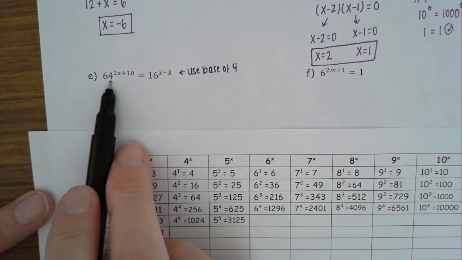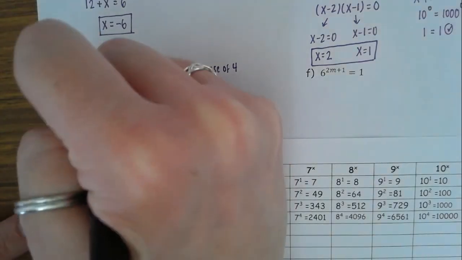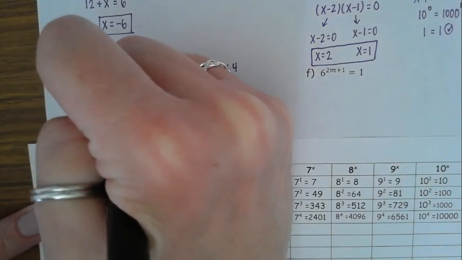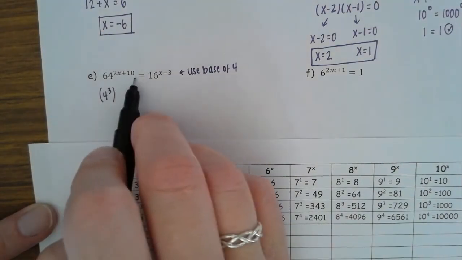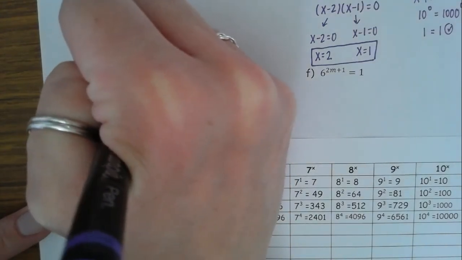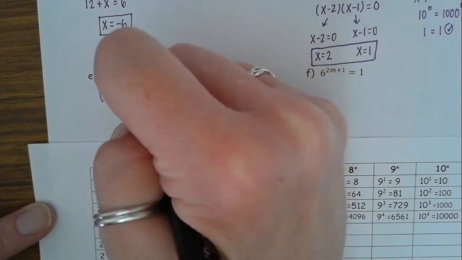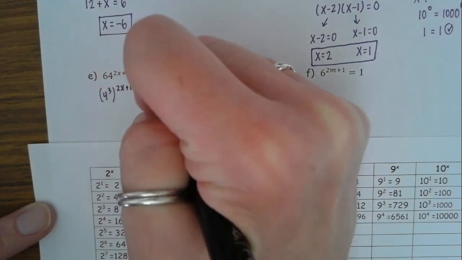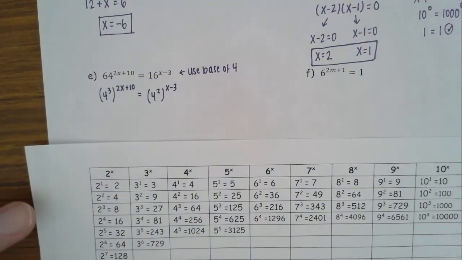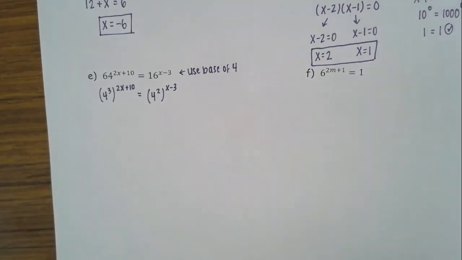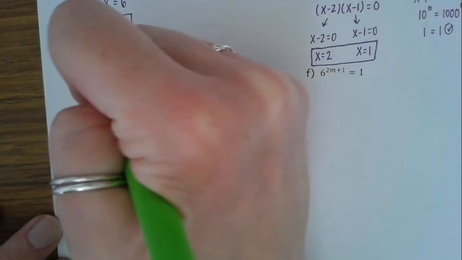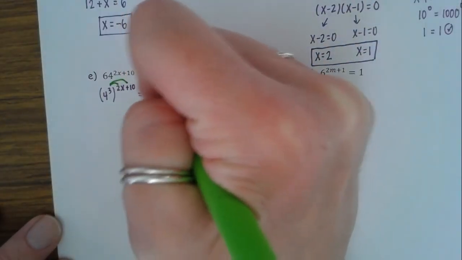So I'll rewrite this 64 as a 4 to the 3rd, again using parentheses because I already have an exponent there of 2x plus 10. And then I'm going to rewrite this 16 as a 4 squared, again using parentheses because I already have an exponent there of x minus 3. And then I'm going to go ahead and distribute on both sides.